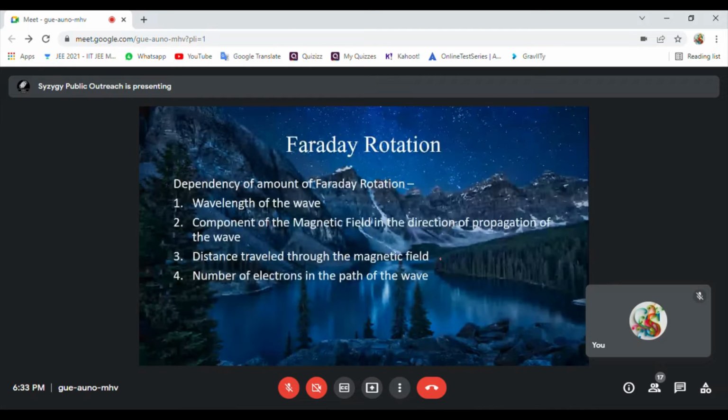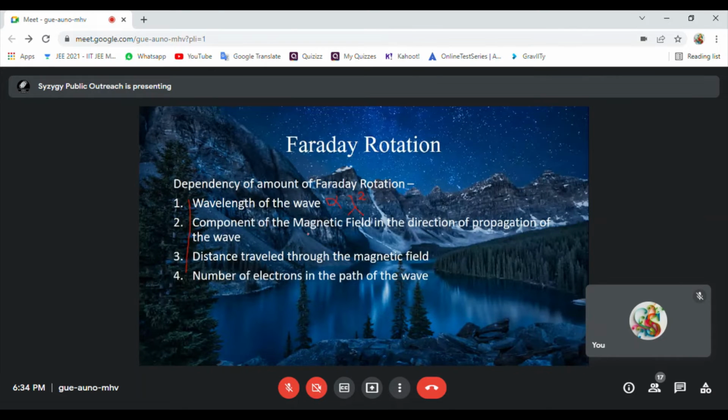That amount of rotation generally depends on these factors: wavelength of the wave. The greater the wavelength of the wave, the greater the rotation. Basically, Faraday rotation is directly proportional to the square of the wavelength. So even a slight increase in the wavelength will mean greater Faraday rotation. Naturally, the blue part of the spectrum will undergo greater Faraday rotation compared to the red part of the spectrum. And then the second factor is the component of the magnetic field in the direction of propagation of the wave.